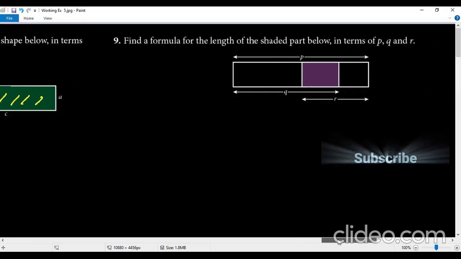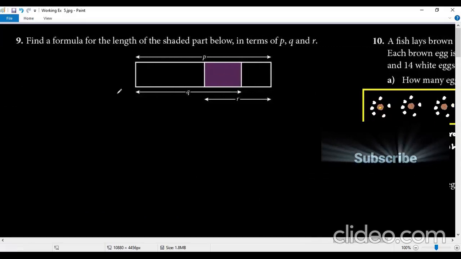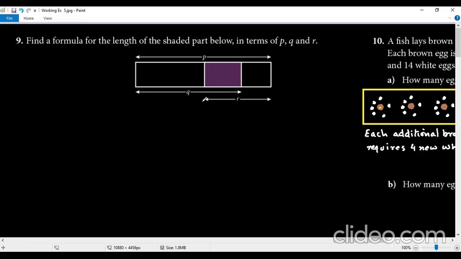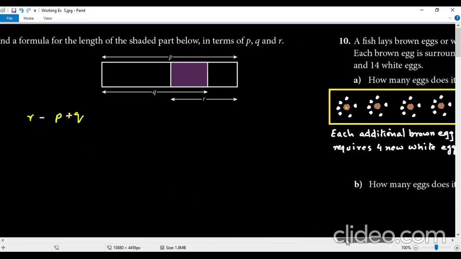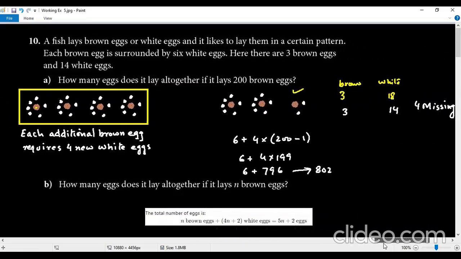Now to understand question number 9, you need to find out this shaded area. So first of all, we know very well that P plus Q is going to give us the whole length, and from R it should be subtracted. P plus Q length should be subtracted from the whole of R. So this is going to give you a correct formula. Now question number 10 is pretty tricky for you to understand.